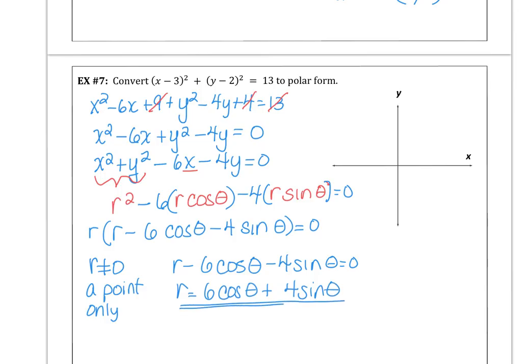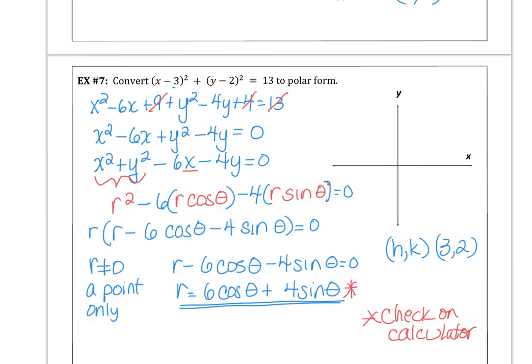I would recommend you put your calculator into polar form and check that on your calculator to be sure that you have a picture that we know is a circle whose center is located at 3, 2. We got that back here, 3, 2. And we have a radius of radical 13. So 3, 2 is the center of our circle, and a radius of radical 13. You should get this picture with this equation or this equation.